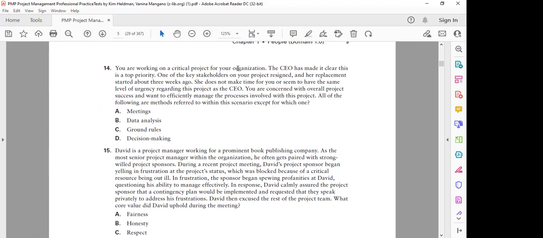You are working on a critical project for your organization. The CEO made it clear it's a top priority. One stakeholder resigned and her replacement started about 3 weeks ago. She does not make time for you or seem to have the same level of urgency. You are concerned and want to efficiently manage the processes involved with the project. All are methods referred to within this scenario except for which one? Which method is not going to work in this situation?